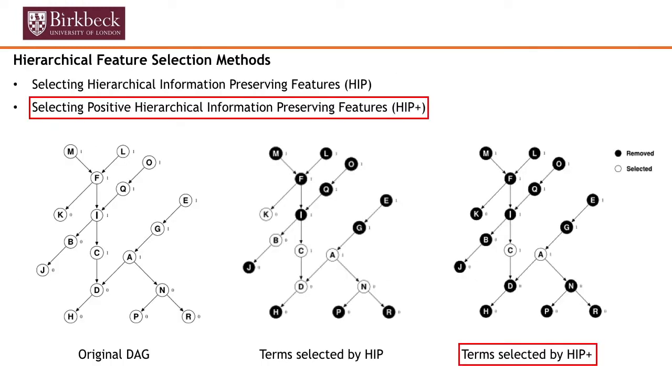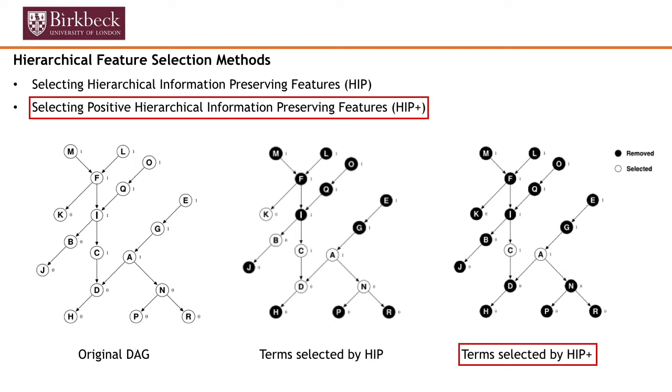So today I'm going to introduce a new method. Basically, it is a variant of one of the methods we proposed before. It is called selecting the positive hierarchical information preserving features. We call it HIP plus. It is based on the previous method we proposed, called HIP.